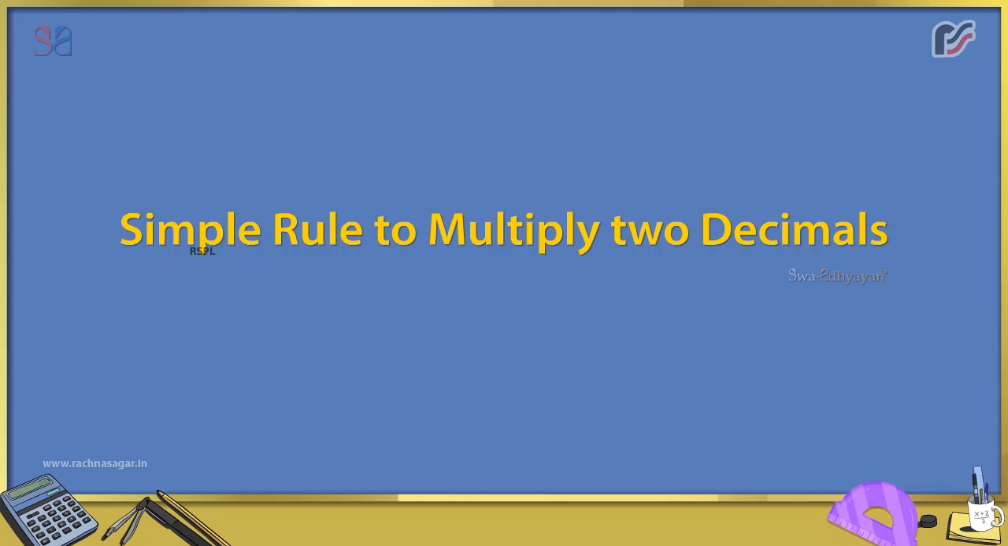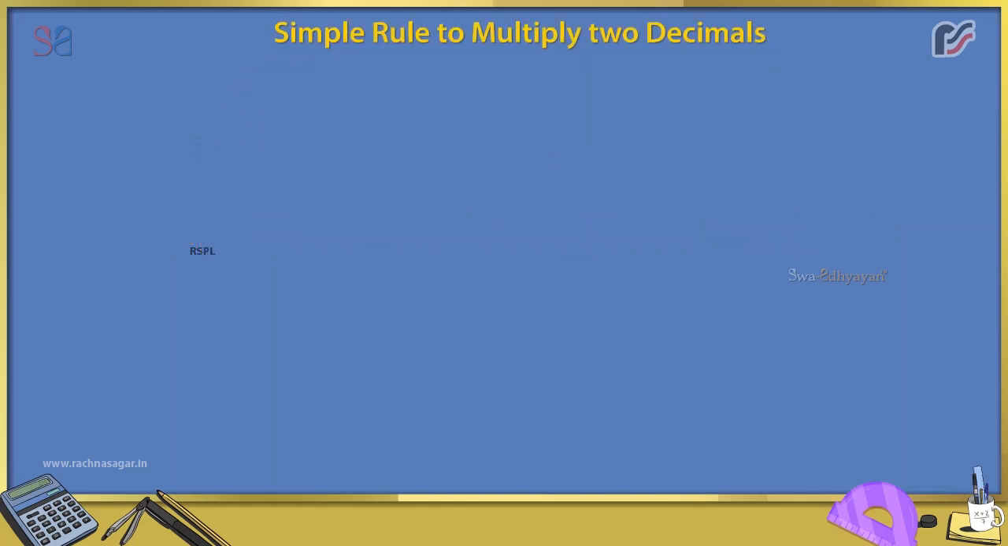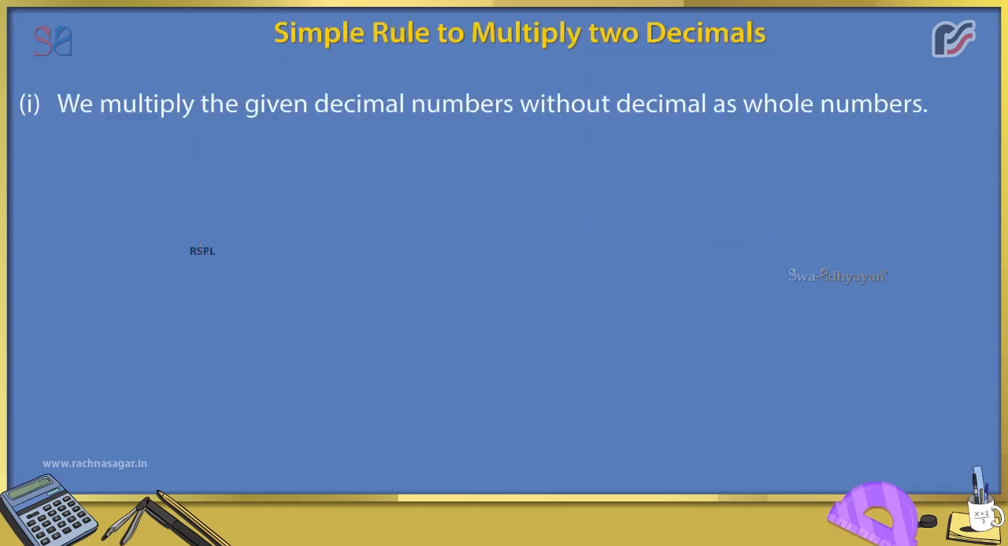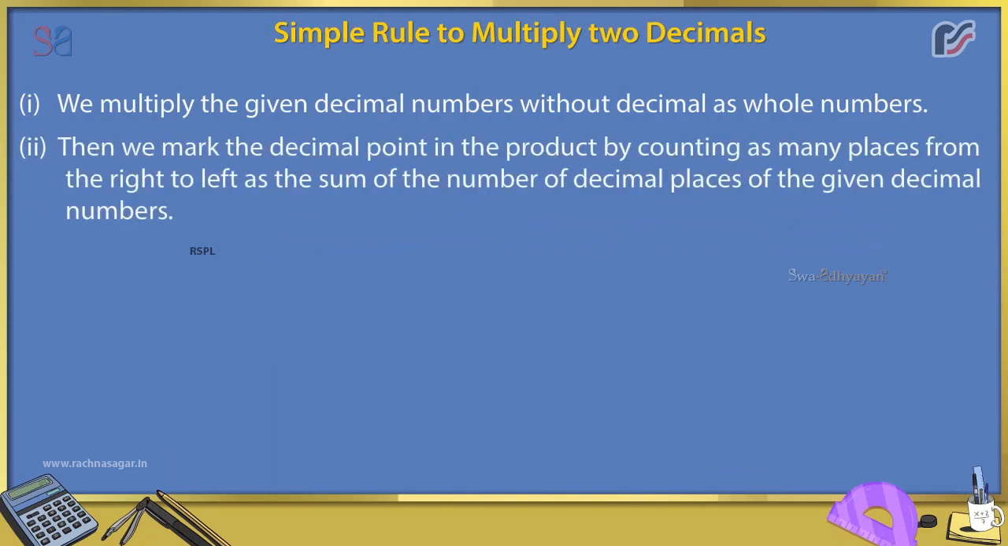Simple rule to multiply two decimals. 1. We multiply the given decimal numbers without the decimal as whole numbers. 2. Then we mark the decimal point in the product by counting as many places from right to left as the sum of the number of decimal places of the given decimal numbers.